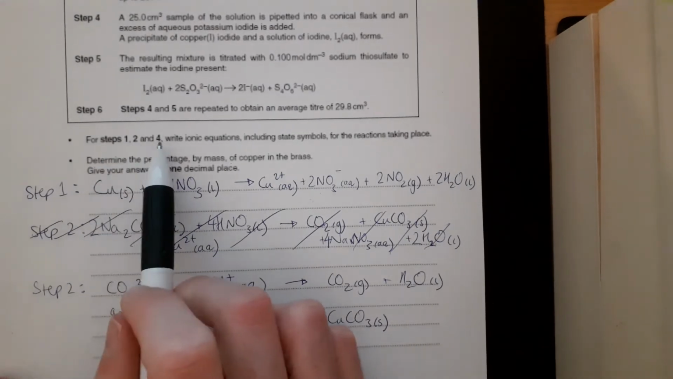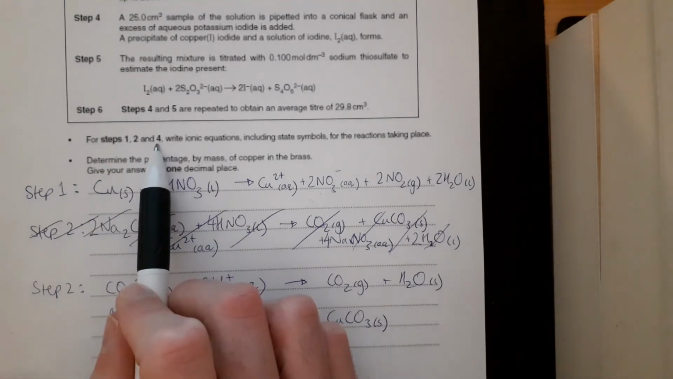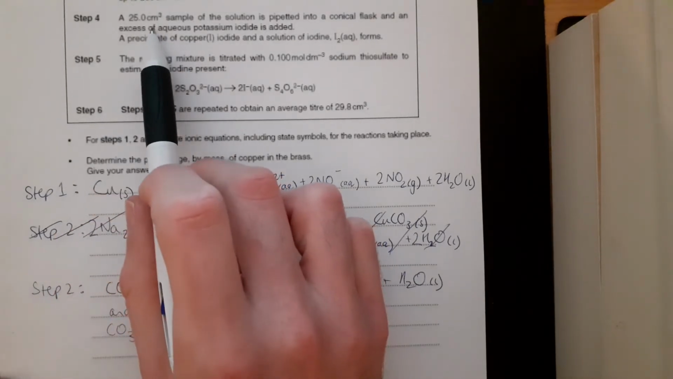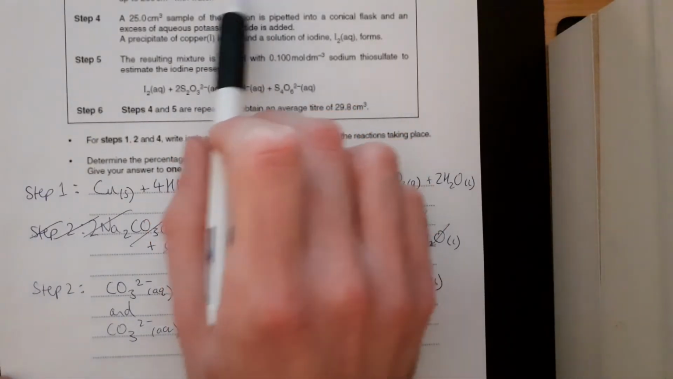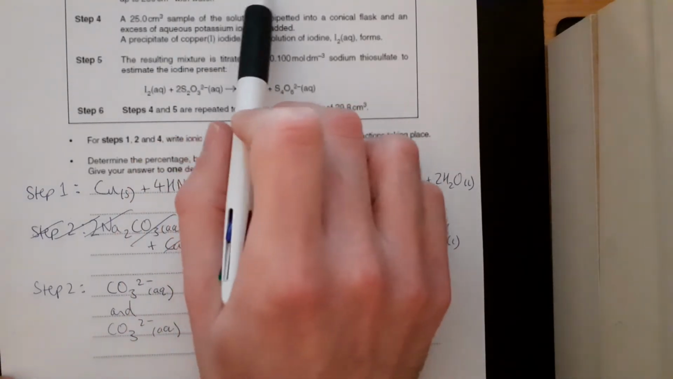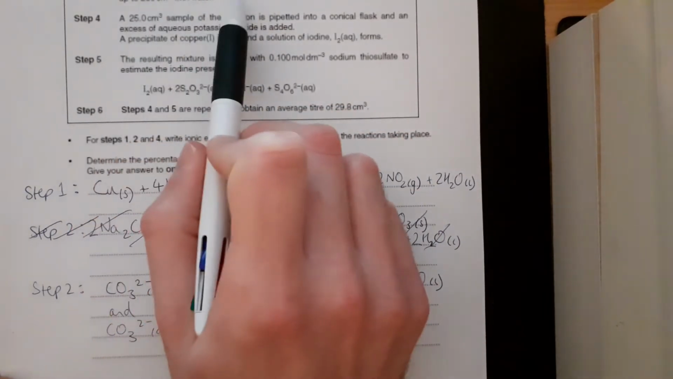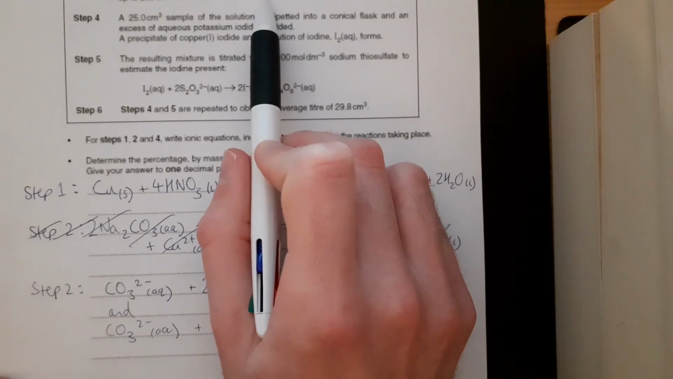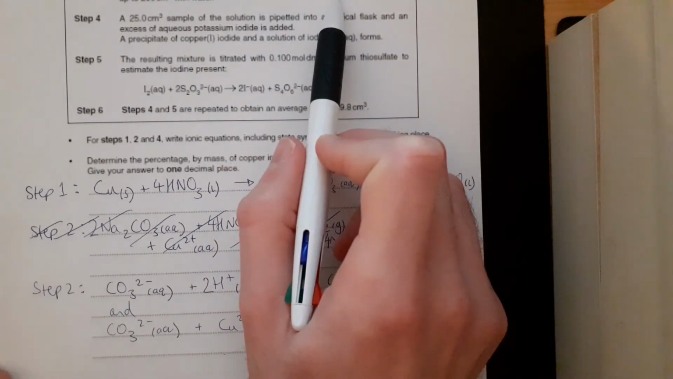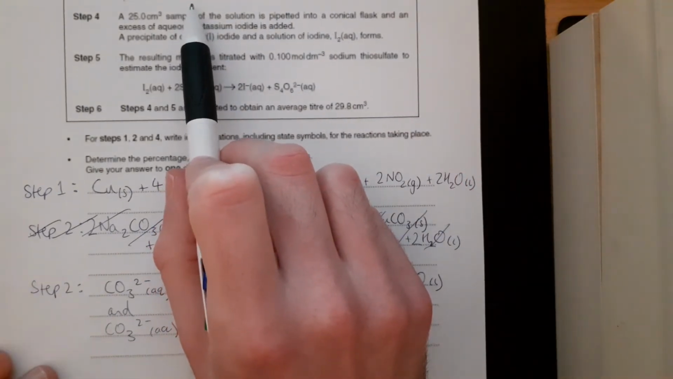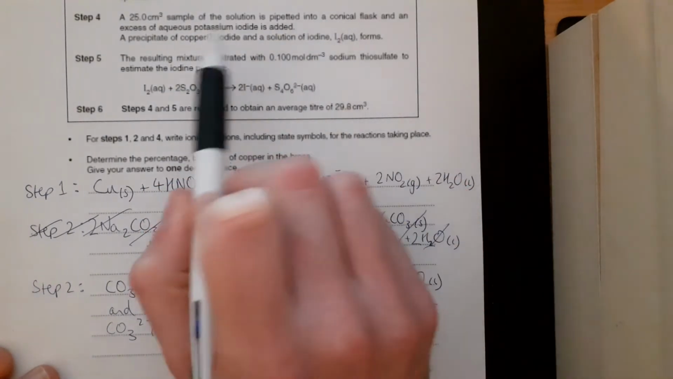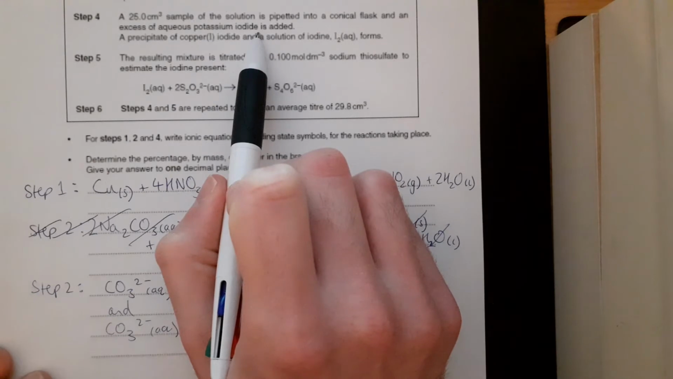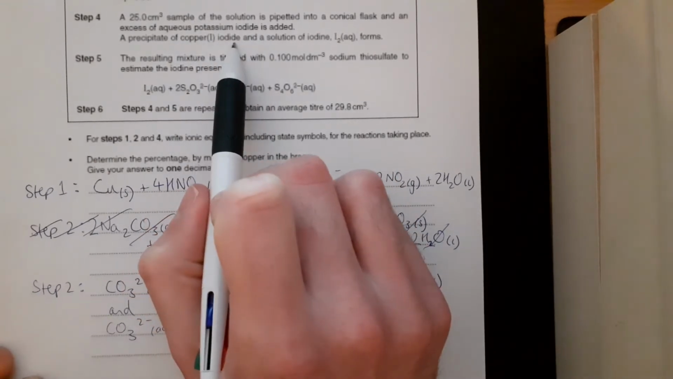Right, and then we need to do step 4 as well. So step 4, what's going on here? A 25 centimetre cube sample. What happened next? We did this, the precipitate. So this is now copper carbonate, right? So the copper carbonate is reacted with ethanoic acid to form a solution. Okay. So then a sample of that solution is pipetted into a conical flask, and potassium iodide is added, and we get a precipitate of copper(I) iodide.